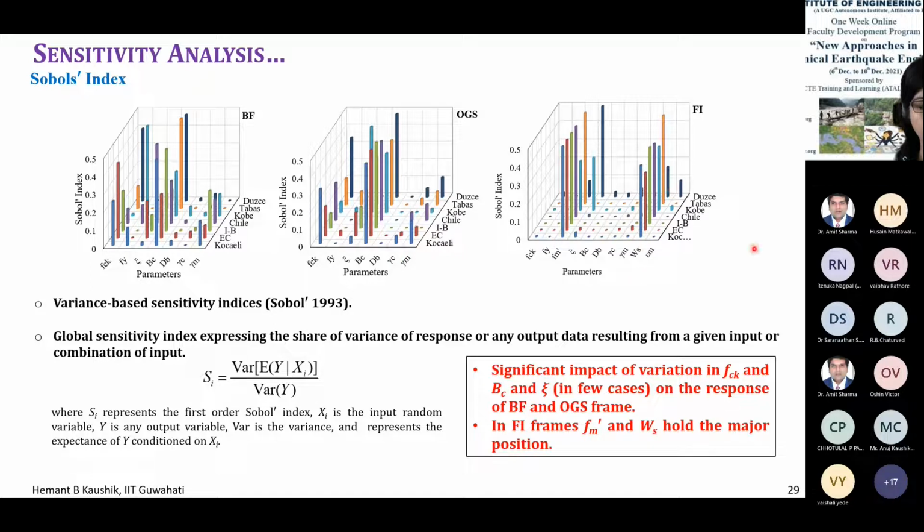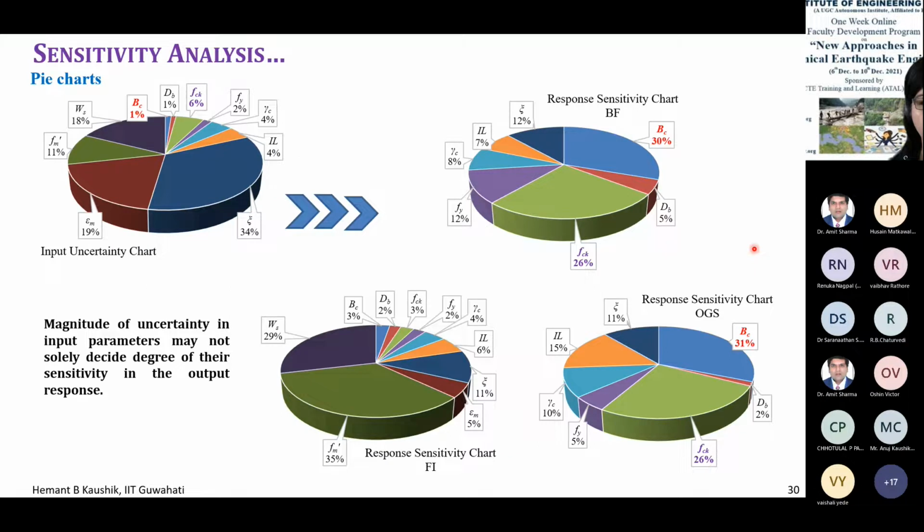So significant impact of variation in FCK and BC, and in some cases zeta, on the response of bare frame and OGS frame. In infill frames, the variation in FM prime and WS hold the major position. So with the help of several independent types of sensitivity analysis, we have actually concluded this. In the end, this figure I already showed you shows the relative differences in the uncertainty or the variation in the input parameters.